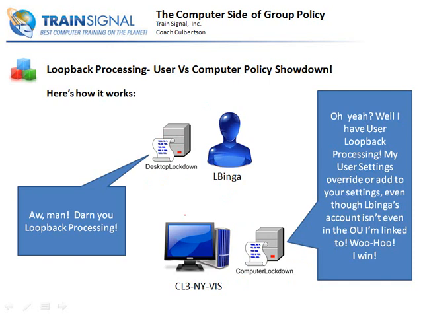Just as a quick review, I want to make sure you get this. Okay? If computer lockdown has loopback processing, it does one of two things. It will either say, okay, all of my settings will add to desktop lockdown settings, or all of my user settings will replace desktop lockdown. So here's the rule that I want you to remember. Whoever has loopback processing wins. Okay? Group policy that has loopback processing is generally computer side group policy. Loopback processing works at the computer level of the group policy object side.